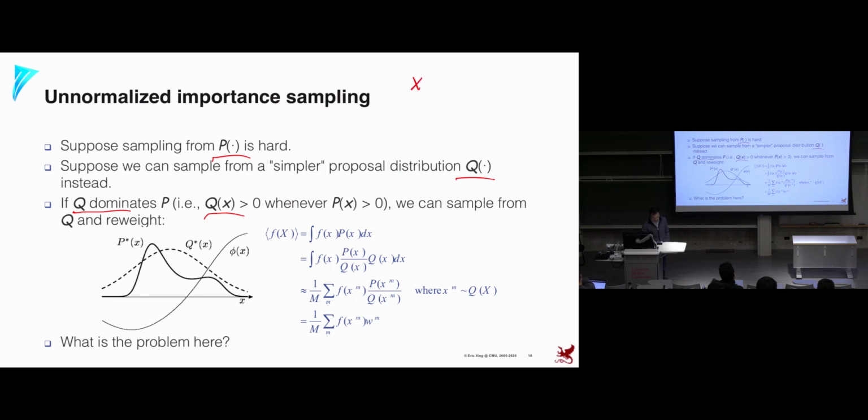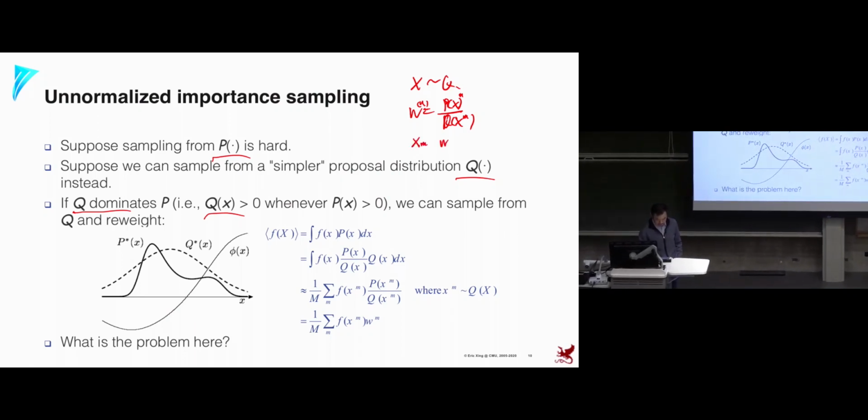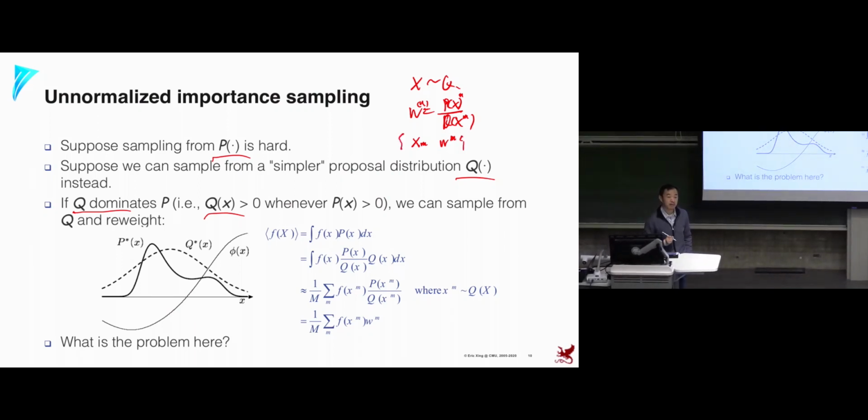I sample the X from Q. I'm going to compute something like a weight, which is the ratio of the probability of X under P and X under Q for the m-th example. And then I'm going to use the X_m and the weight w_m as a pair to do whatever operation. So for example, computing the mean. And this equation shows you the correctness as well.